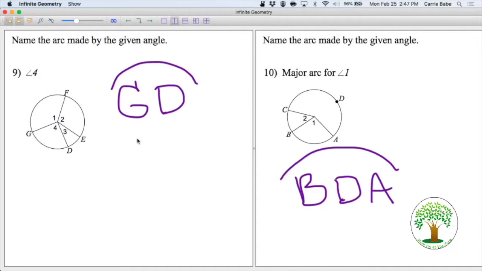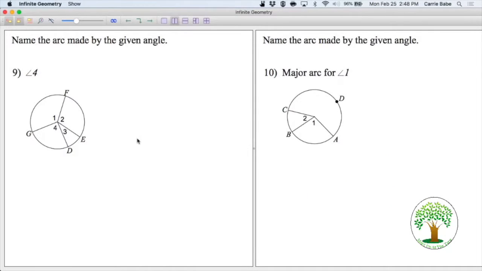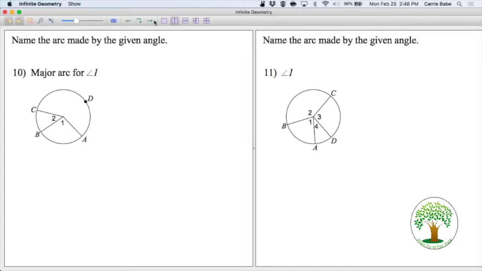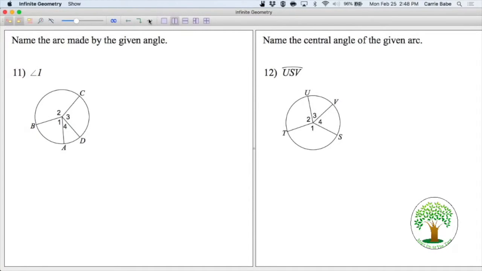Let's now go to 12. Central angle of the given arc. All right, number 12. The central angle for USV. USV goes clear to like that, correct? So what's the angle going with that one? Angle 3.